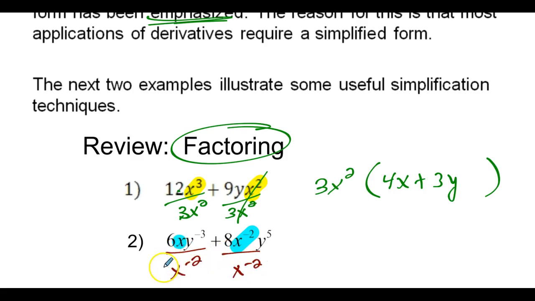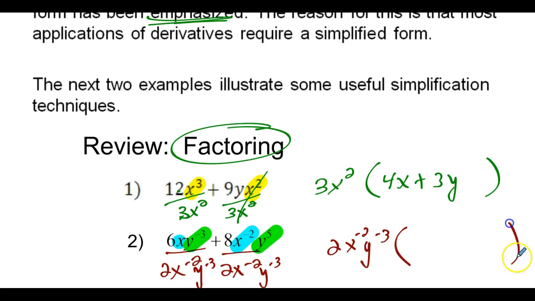Let's grab the numbers. Is there a 2 that's common between 6 and 8? And then what's smaller between y to the negative third and y to the fifth? You guessed it, y to the negative third. Now that looks weird, but that's the concept. Always pull out the smaller exponents, and negative numbers are smaller. Why? Let's look at what happens.